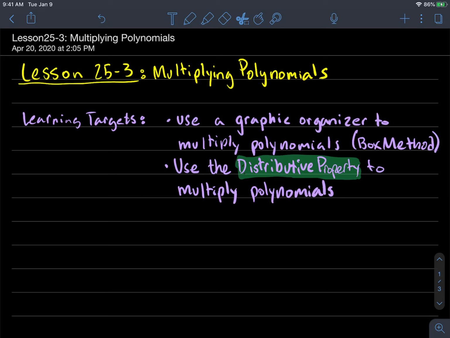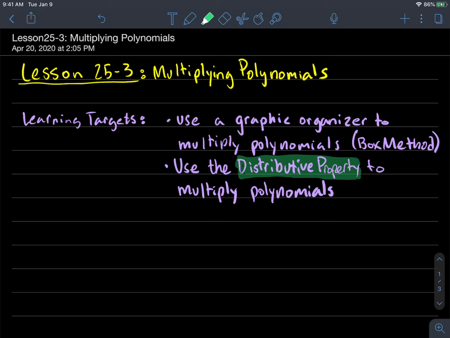Alright, so today's lesson is going to be multiplying polynomials, as you can probably see in the title of the video. Lesson 25-3, multiplication of polynomials. It's very similar to multiplying binomials, it's just now we're using polynomials.